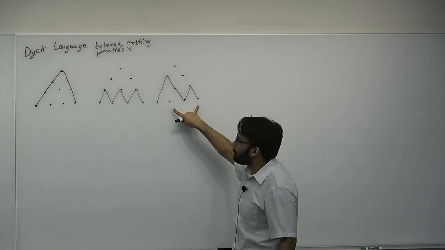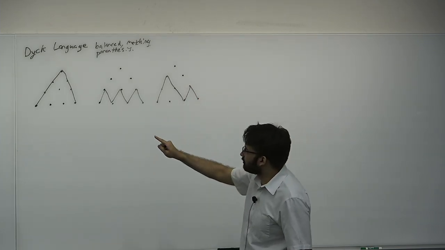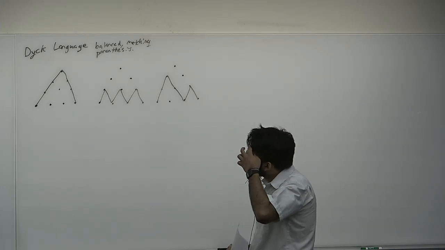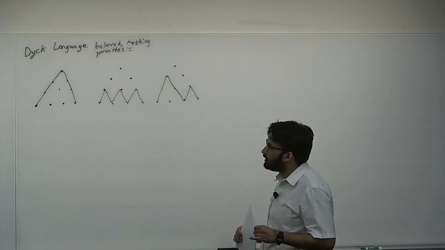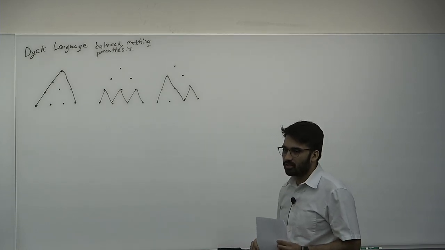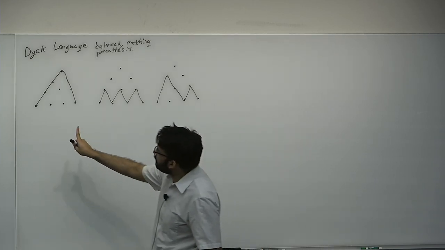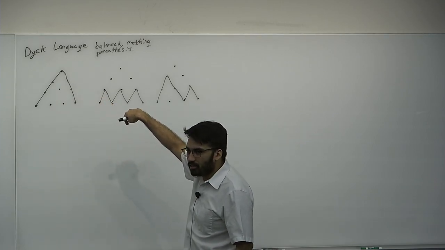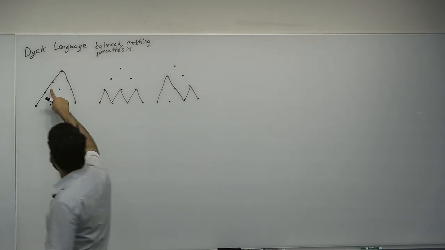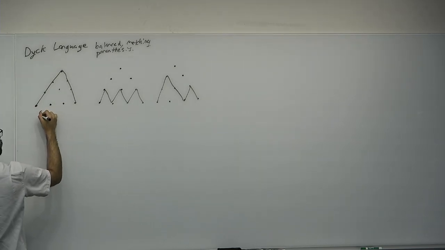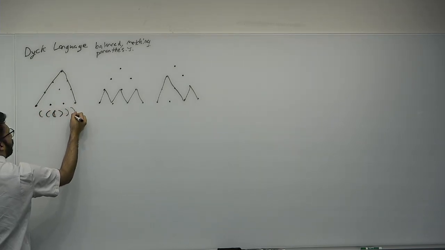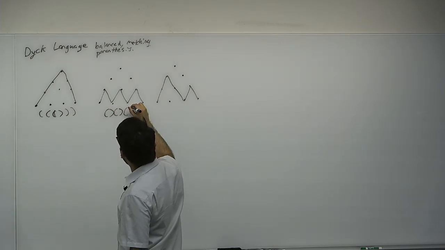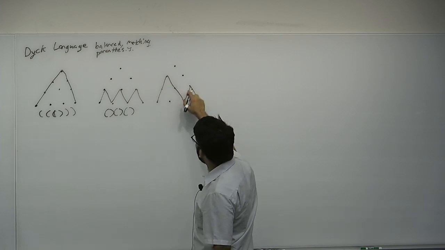But you have to start and stop at the leftmost corner and the rightmost corner. I forgot what these are called, but it turns out these actually correspond exactly to the strings of a certain length in the Dyck language. So you think of every up direction like an open parenthesis and every down direction like a closed parenthesis. So this would be open, open, open, close, close, close. This would be open, close, open, close, open, close. This would be open, open, close, close, open, close.